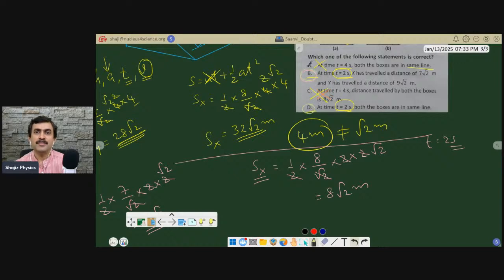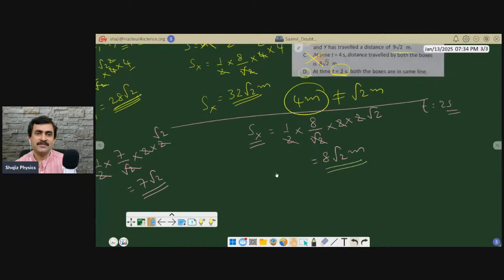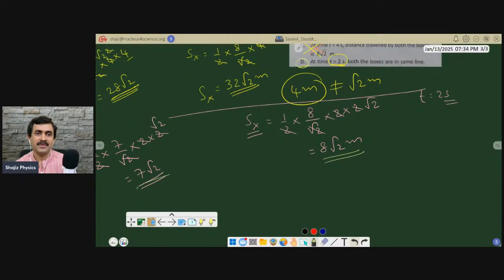What does option B say? At time t equal to 2 seconds, X has traveled a distance of 7 root 2 meter and Y has traveled a distance of 9 root 2 meter. It is wrong. We got that X has traveled a distance of 8 root 2 and Y has traveled a distance of 7 root 2 here. Okay. Now, what about D?